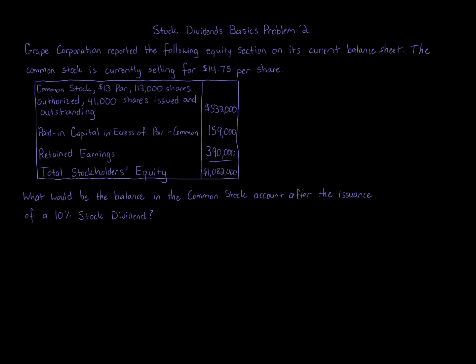Stock Dividends Basics Problem 2. Grape Corporation reported the following equity section on its current balance sheet. The common stock is currently selling for $14.75 per share.